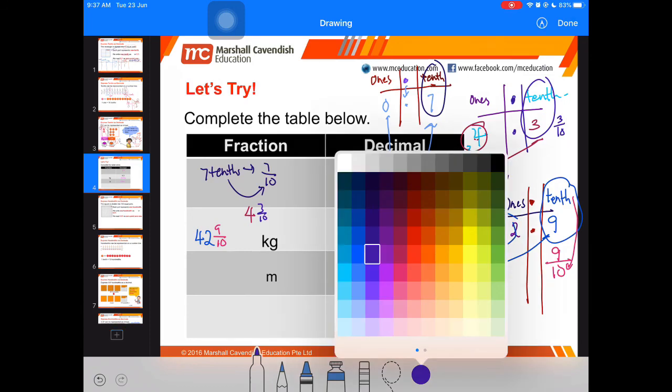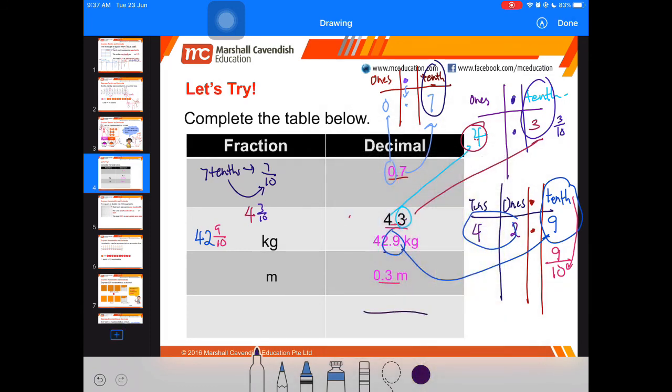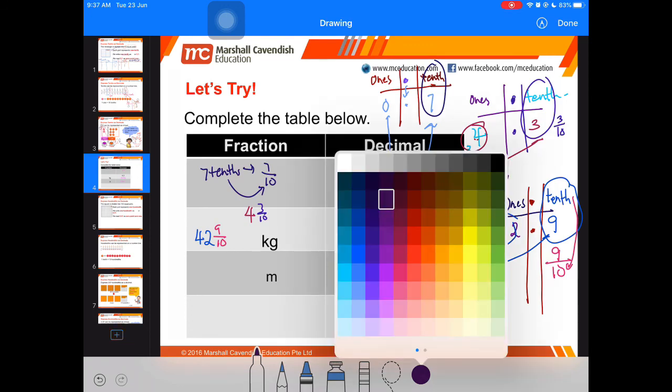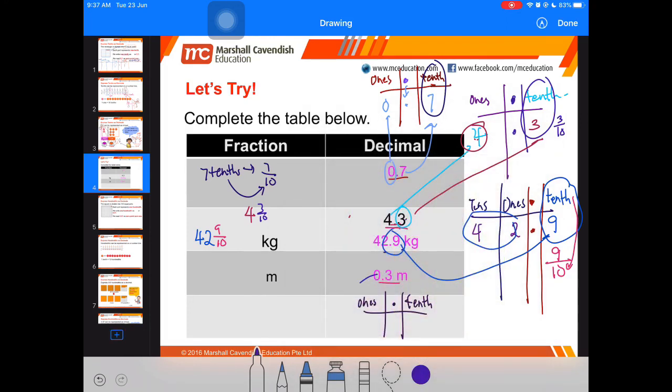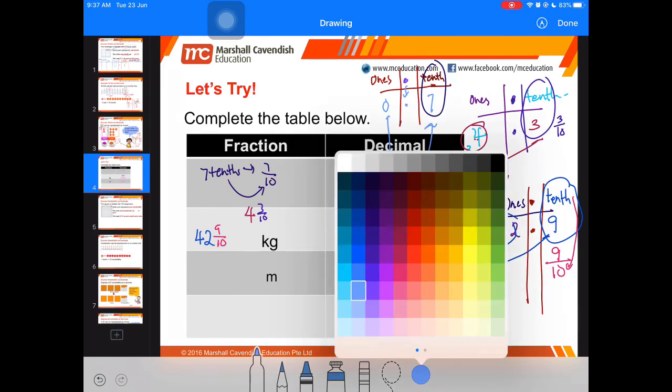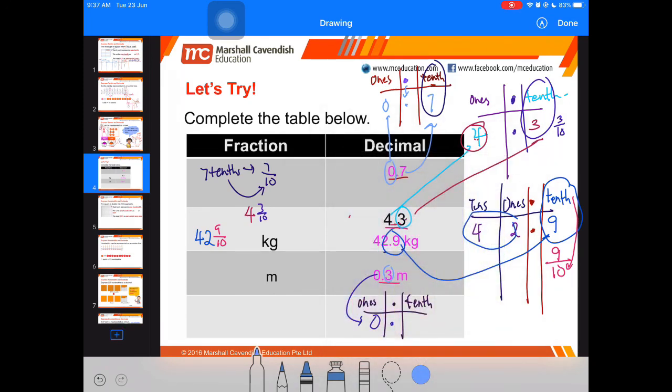0.3 is a very easy one, okay? So let's do this. Ones, followed by the decimal point, followed by the tenth. So 0 ones. That means it is less than 1. Don't forget the decimal point. And the 3, 3 tenths. 3 tenths is equal to 3 out of 10 equal parts. So this is your answer. Did you get it correct?